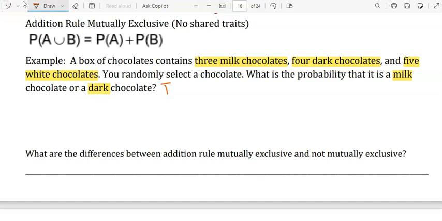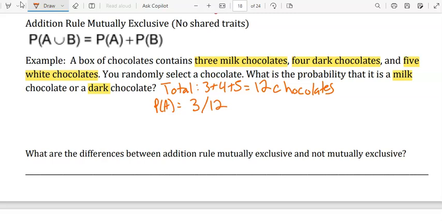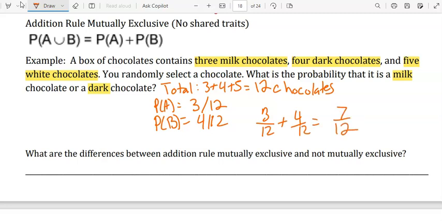So we will have the total amount of chocolates. 3 plus 4 plus 5. 12 chocolates total. And then the probability A would be milk chocolate. There are 3 out of 12 milk chocolates. And then the probability of B, which is dark chocolate, there are 4 out of 12 dark chocolates. And then the total, you just add them together. 3 twelfths plus 4 twelfths equals 7 twelfths.